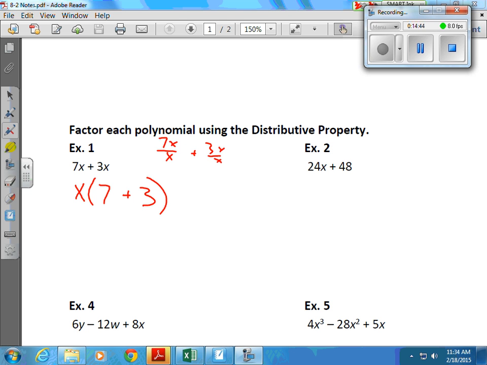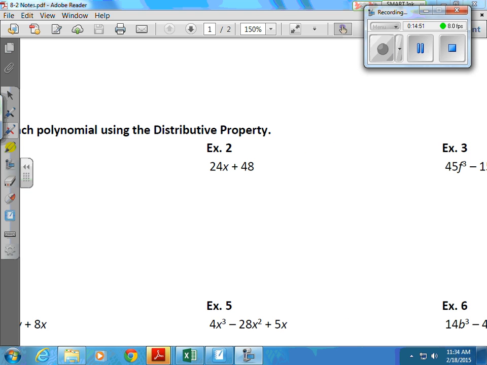Now, we should have combined like terms, but that kind of defeats the purpose of what we're trying to learn. We need to find the greatest common factor of 24x and 48. What's the largest number that goes into 24 and 48? 24. So if we divide 24 from each term, 24x divided by 24 would be x, and 48 divided by 24 would be 2.